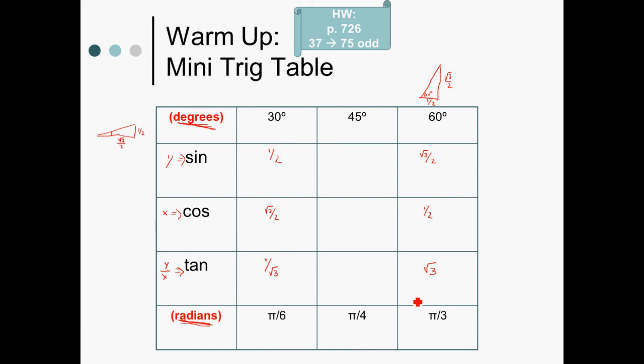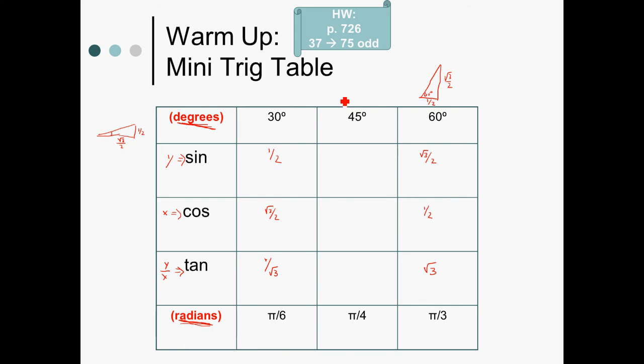So if I say what's the tangent of 5 pi over 3, you can tell me. If I say what's the tangent of 60 degrees, you can tell me. You can also tell me any angle that has a reference arc of pi over 6, pi over 4, or pi over 3, right? Just know which quadrant I'm in.